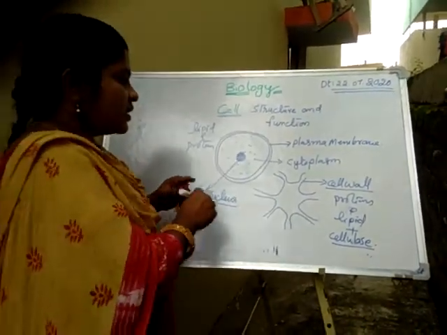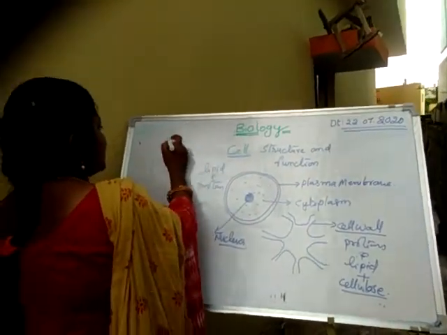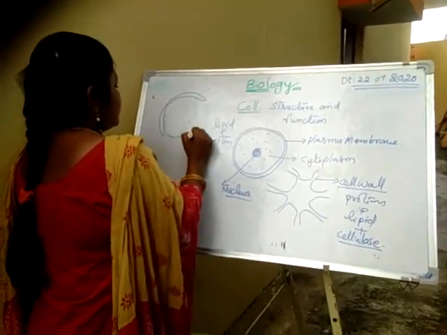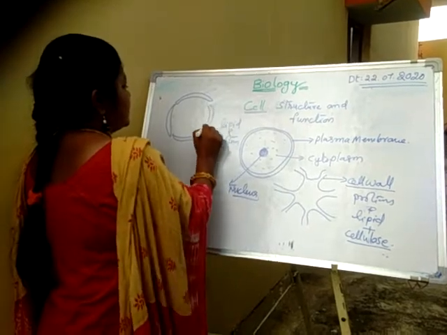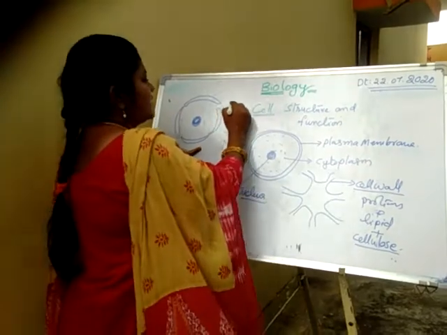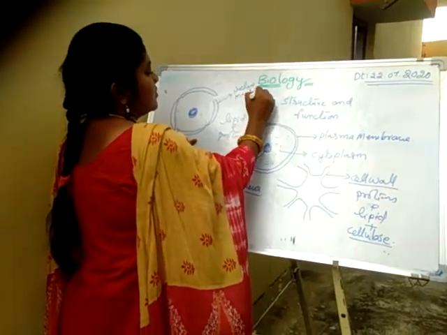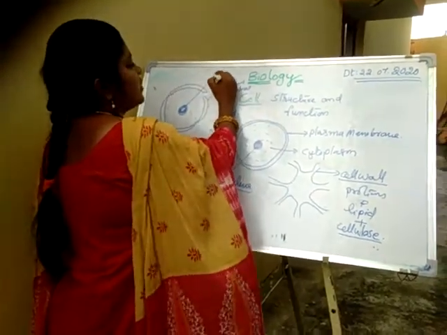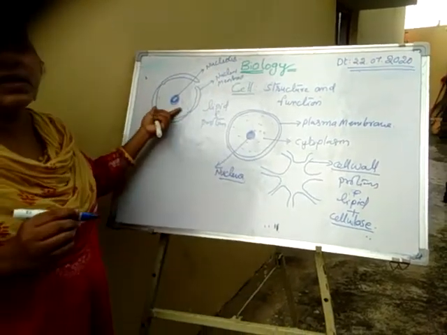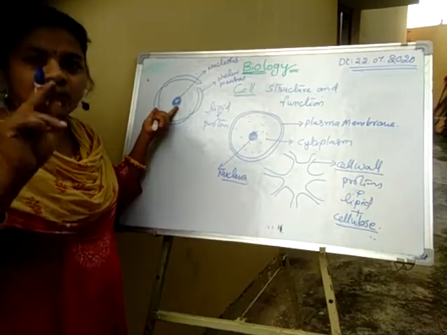So if we see the nucleus part in detail, it should be like this. This is the nucleus, and this is the nuclear membrane, and the inner part is called the nucleolus. Here only the DNA and RNA, whatever genetic material we are calling, that is in the nucleus.